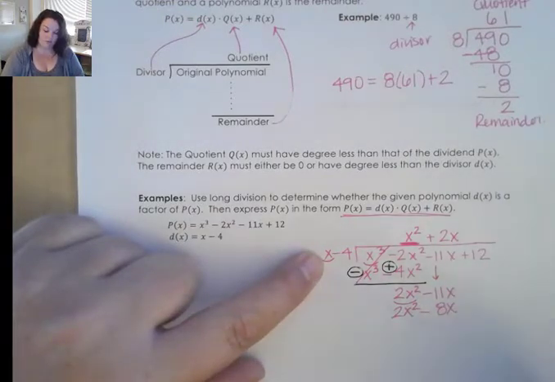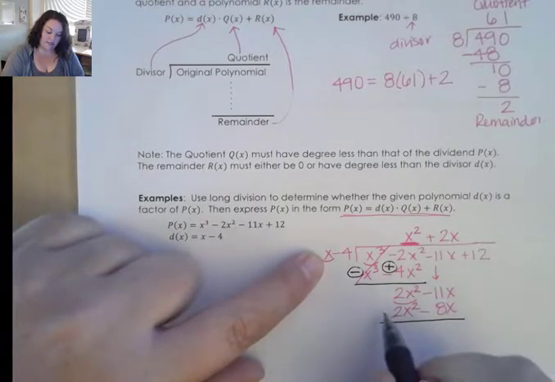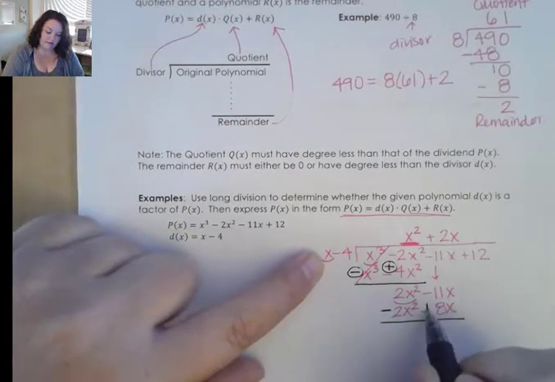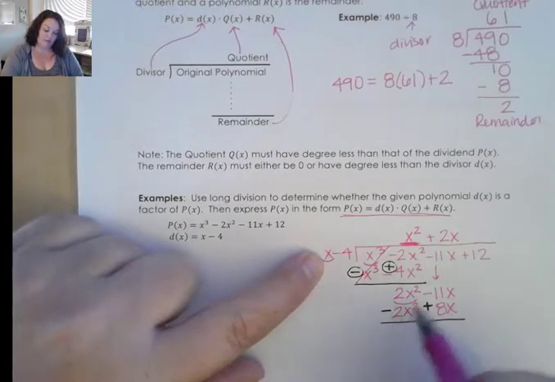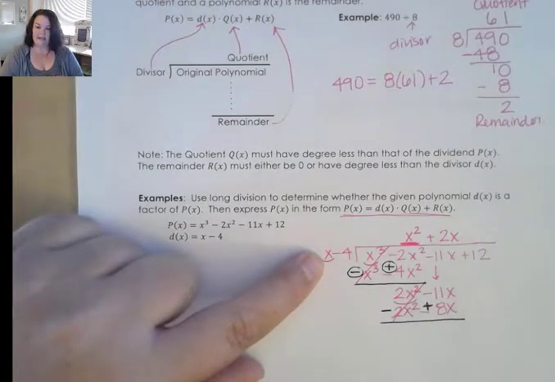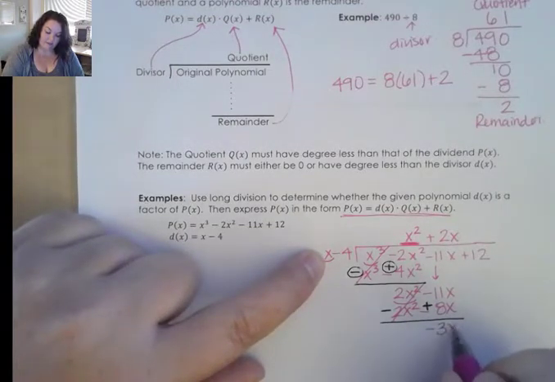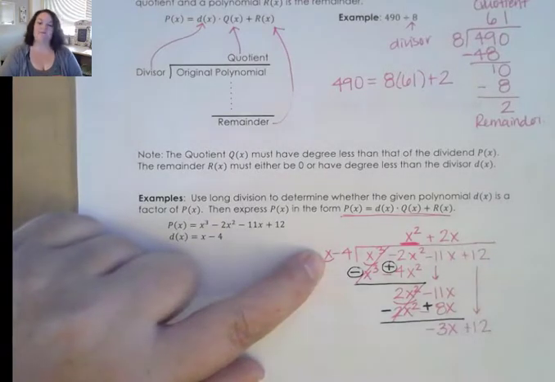And then again, I'm going to draw my line. I'm going to change my sign. So this one becomes negative. This one becomes positive. And then I combine straight down. My first 2 are opposites, so they cancel. My second 2, negative 11x and positive 8x, leaves me with a negative 3x. And then I bring down that next term, which is a plus 12.